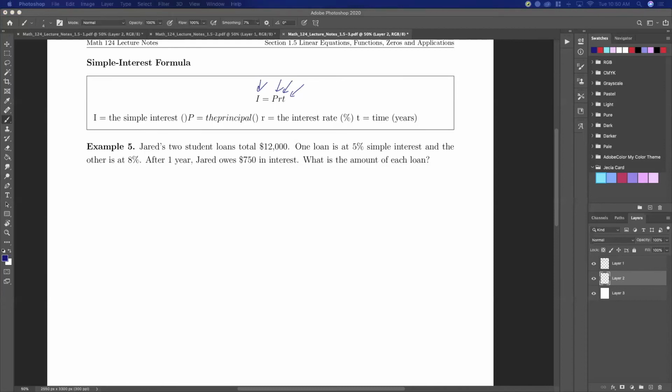All right, so Jared has 2 student loans for a total of 120 bucks. This is another popular exam question they love to ask. One loan is at 5% interest rate and the other is at 8%. After 1 year, Jared owes this much, 750 in interest. How much is in each loan?